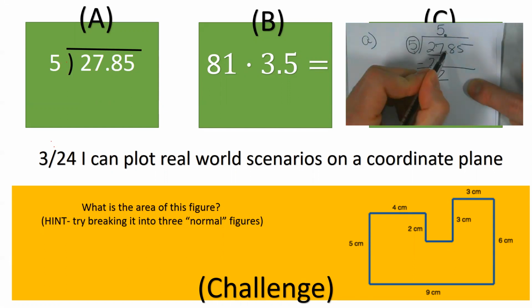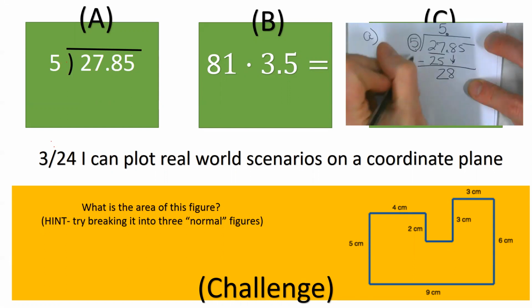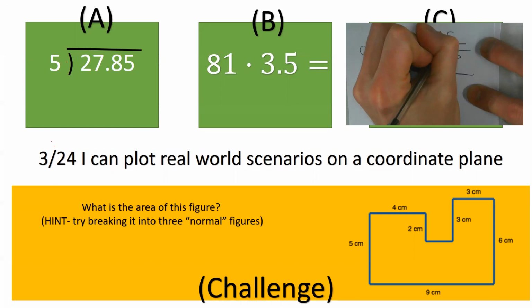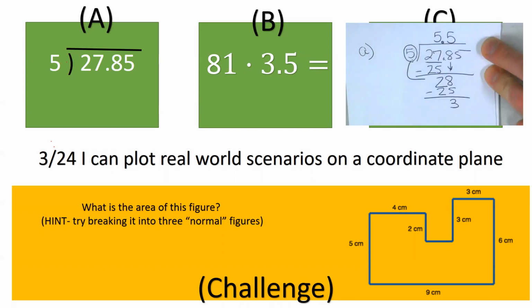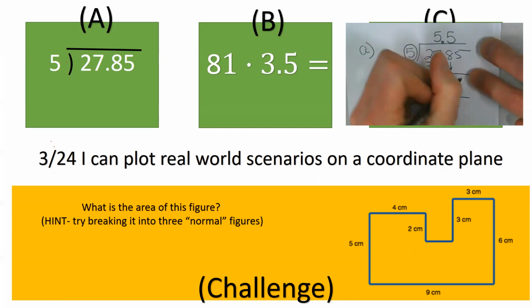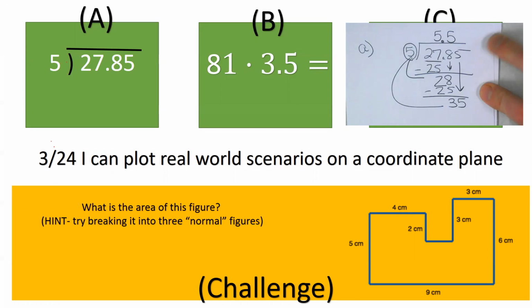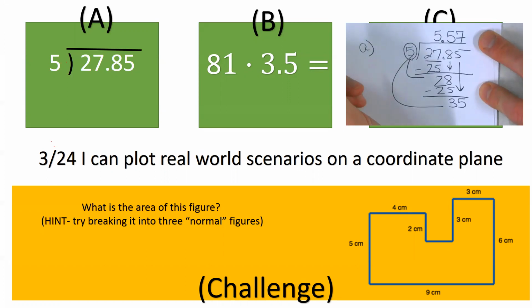We already took care of the decimal, so now we could bring down the next digit. How many 5's going to 28? Again, 5. What's left over? Well, there's 3 left over after you took away 5 groups. How many 5's going to 35? 7. Is there anything left over? Nope.